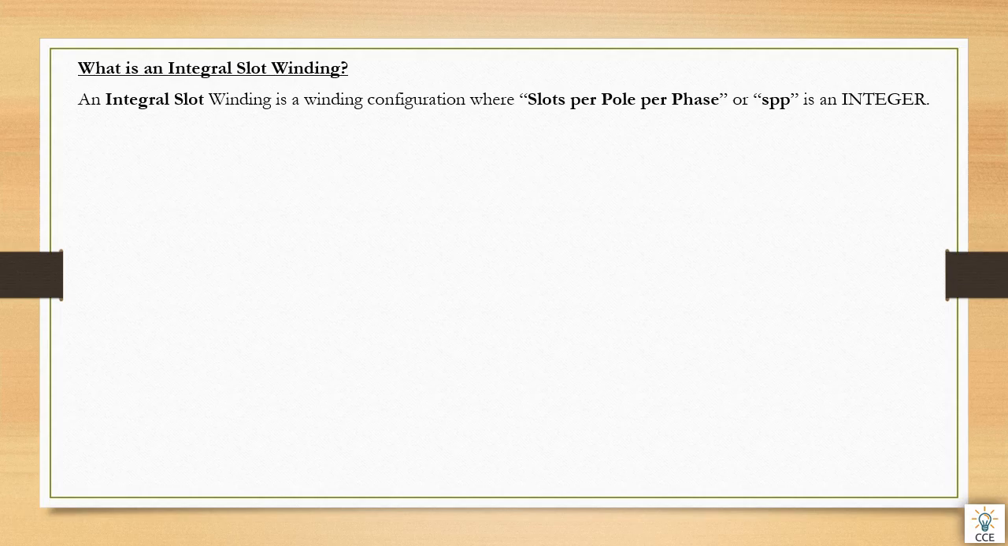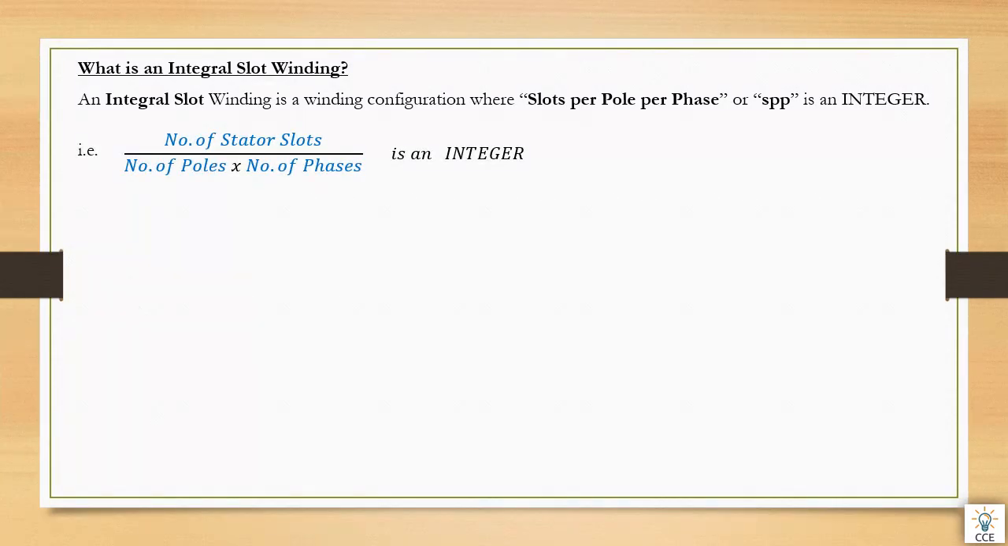An integral slot winding is a winding configuration where the slots per pole per phase, sometimes called the SPP in many textbooks, should be an integer. If we put it in a mathematical form, the number of stator slots in the numerator divided by the number of poles and number of phases, this value should be an integer number.